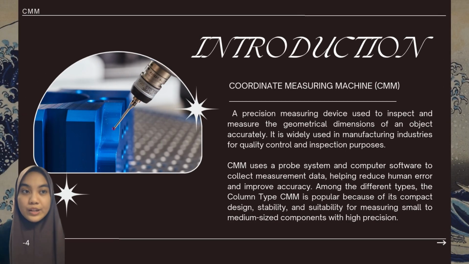This slide is an introduction to the coordinate measuring machine, or CMM. A CMM is a precision measuring device used to inspect and measure the geometrical dimensions of an object accurately. It is commonly used in the manufacturing industry for quality control and inspection purposes. The machine uses a probe system and computer software to collect measurement data, which helps reduce human error and improve accuracy. Among the different types of CMM, the column type CMM is very popular because of its compact design, stability and suitability for measuring small to medium sized components with high precision.